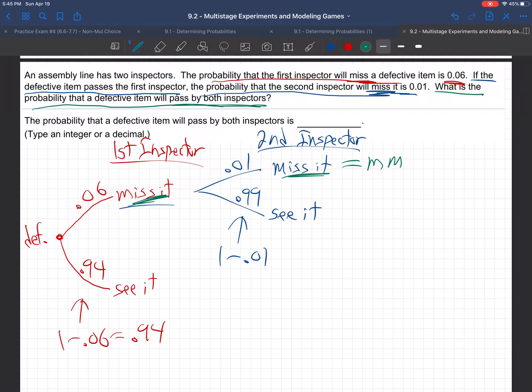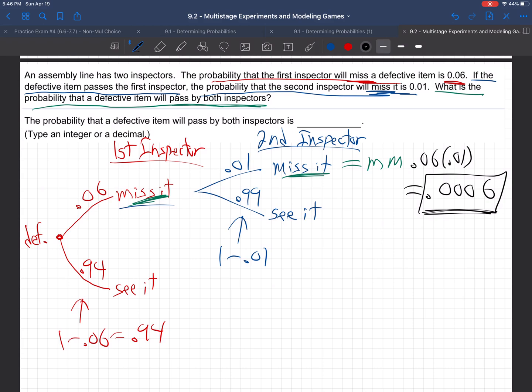How do we figure that out? Remember, we just multiply along that branch. So you just follow that branch, 0.06 times 0.01. Boom. See that? Whenever we follow a tree, we multiply the branches together because it's "and." You want the first inspector to miss it and the second inspector to miss it. So that's going to be 0.06 times 0.01, which is 0.0006. There's the answer. 3 zeros and a 6.